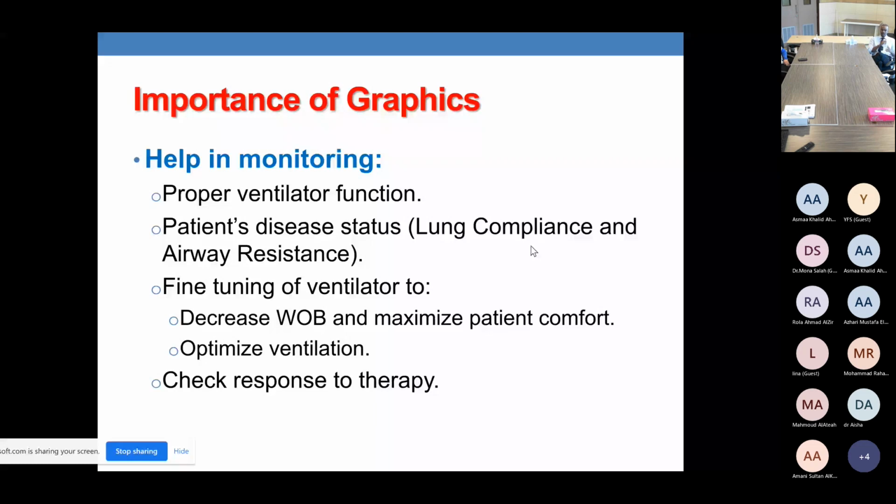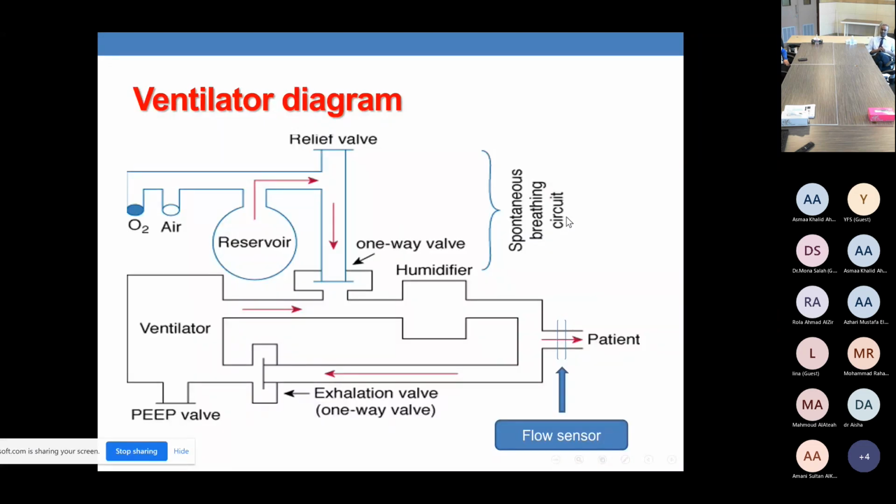Moving forward, if you need to understand the pulmonary graphics, you need to understand how the ventilator works. The air and the oxygen are coming from the wall, coming to the reservoir. Here you can get your FiO2, and you have a continuous flow. In the old models of the ventilators, like the Baby Log 8000, you need to control the flow.